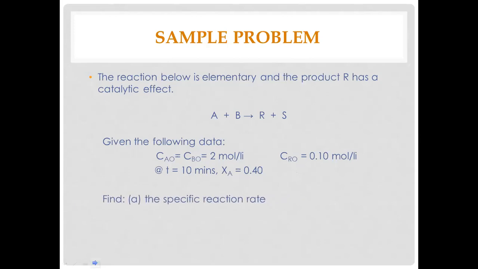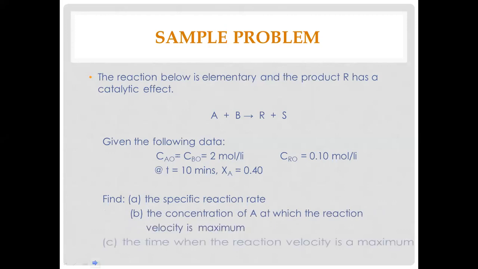Find the specific reaction rate, the concentration of A at which the reaction velocity is maximum, and the time when the reaction velocity is maximum. Actually, letters B and C are connected: the concentration of A at which reaction velocity is maximum, and the time when reaction velocity is maximum. But before we can answer B and C, we have to answer letter A, and that's the specific reaction rate.